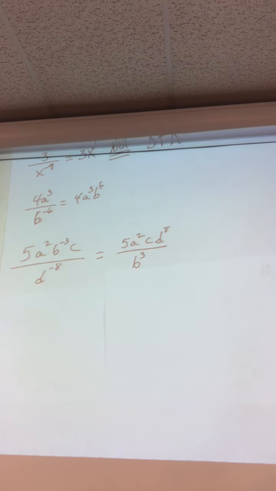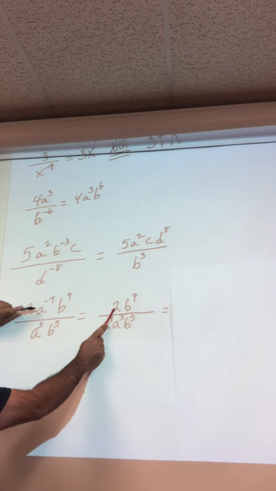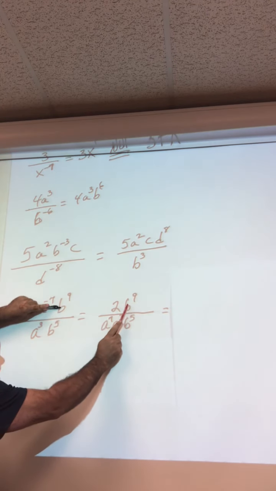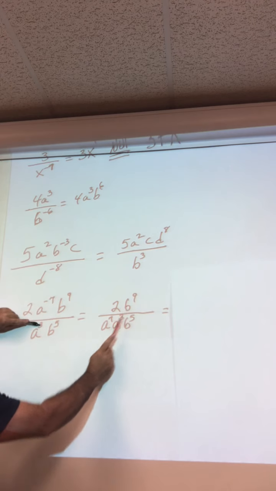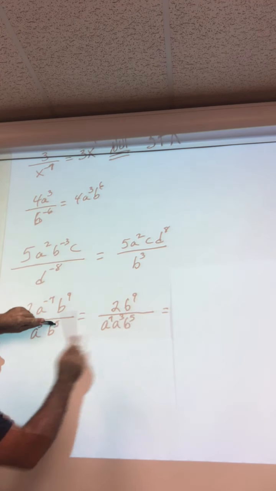Last two examples to close this section out. So on this one, the 2 stays here. A7 comes to the bottom. B9 stays in the top. A3 stays in the bottom. B5 stays in the bottom. But B9 over B5, that cancels. These are B's, not 6s. I know they look like 6s.